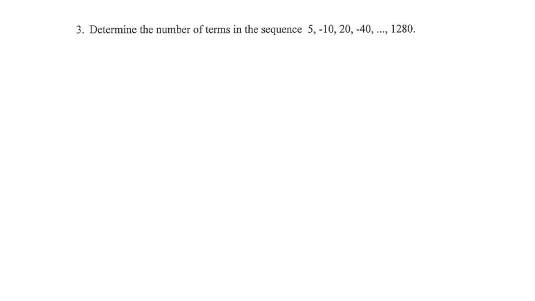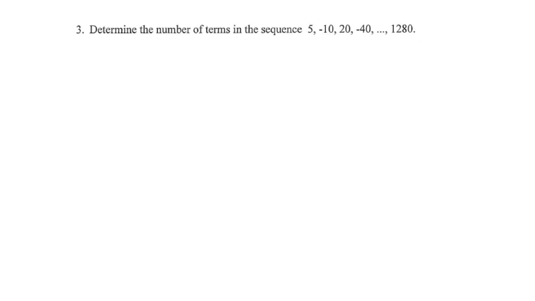Now, for some of us, maybe we weren't that confident to jump in. We were a little unsure what the question was asking. I'm hoping we're good, given that we've dealt with problems like this with arithmetic sequences. Determine the number of terms in the sequence, and there is our sequence, and we notice at the end of that sentence, we've got a period. So we know that 1,280 is the last term in that sequence.